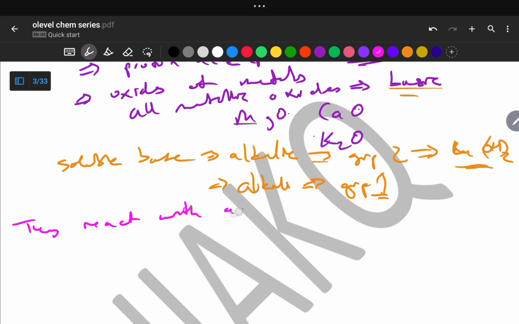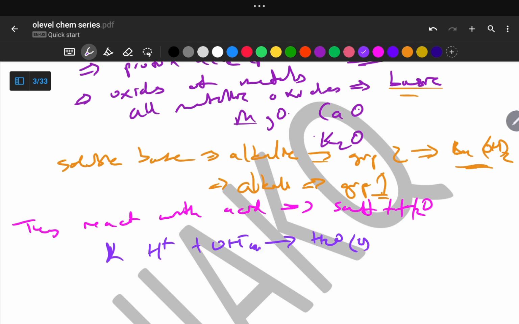They react with an acid to give salt plus water. So this one is the neutralization reaction. The ionic equation for the neutralization reaction is the proton plus the hydroxide ion to give water. So this is the ionic equation, and you must know it by heart, right? It is very, very important, this ionic equation, for all the neutralization reactions.